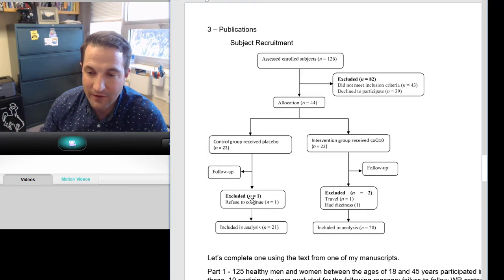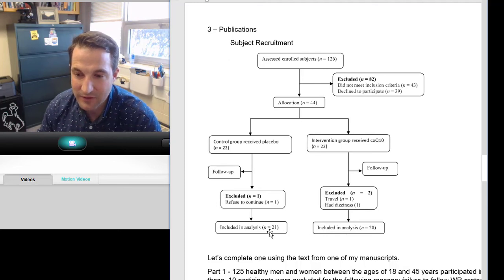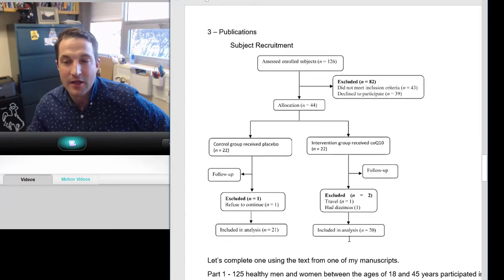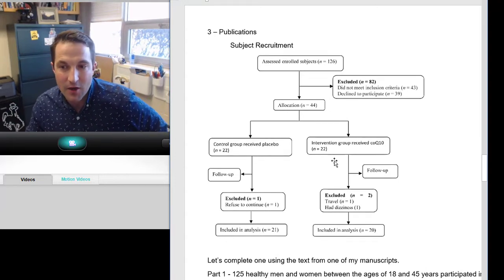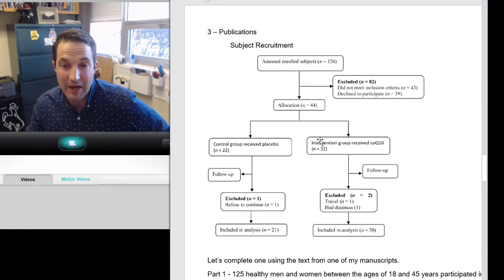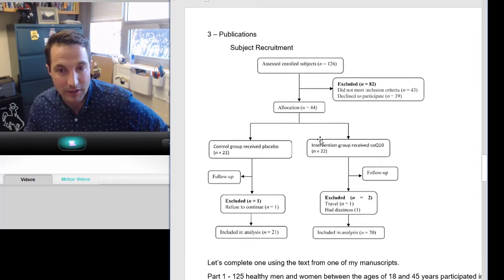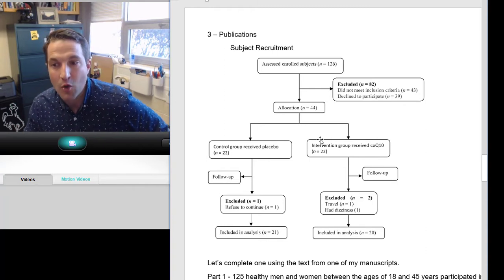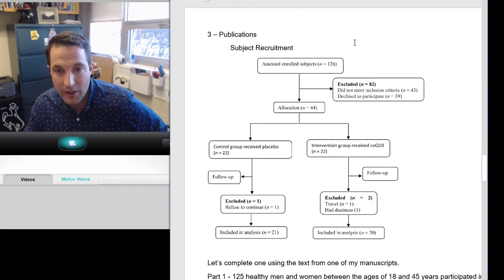After exclusion, we have 1 excluded here and the reason that they were excluded. 2 excluded here, 1 because they had to travel, and 1 because they had dizziness associated with the project. And the last one tells us how many were included in the analysis. This is going to typically give more detail than what you have in your written methods. What this does is it allows the reader and the reviewers to say, this person did a good job and they kept track of all their subjects. It's not just a random number that we're throwing out there of the people that were included. We know how many people were enrolled, we know how many people were excluded, and the reasons for why they were excluded.